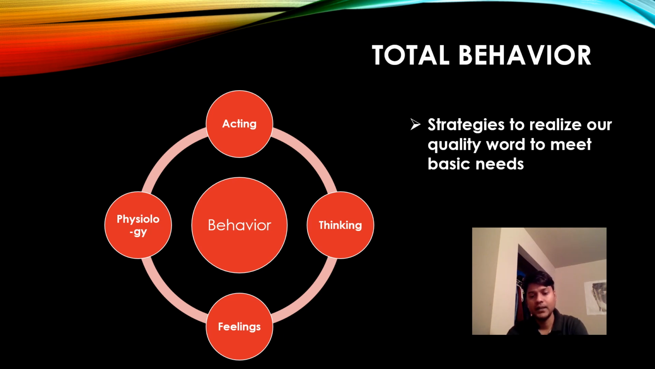Glasser said that we have relatively more control over the first two components, acting and thinking, than over the other two components, physiology and feelings. So if we want to change a behavior, we need to focus more on the acting and thinking part.